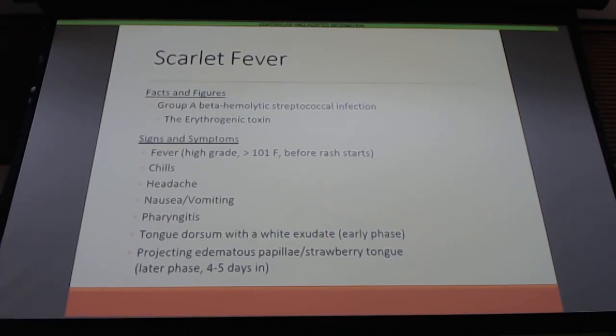The tongue dorsum with white exudate. So the top portion of your tongue is going to turn white. All right? And that's usually in the early phase. And then later on, later phase, 4 to 5 days in, it may become edematous papules with what we call strawberry tongue, because all your papules are going to be enlarged, and it's going to look like the outside portion of a strawberry.